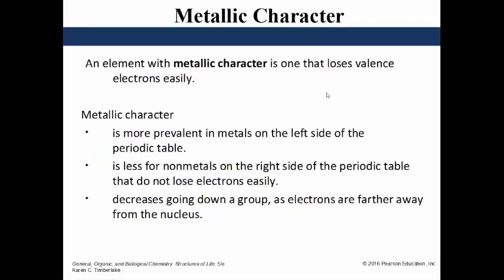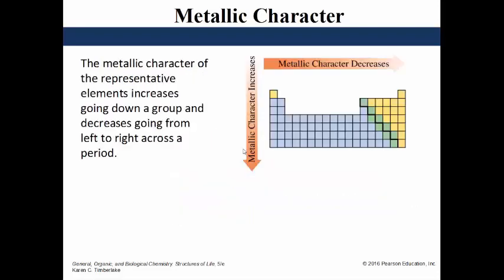All right, an element with a metallic character is one that loses a valence electron fairly easily. And this is going to be more prevalent in metals on the left-hand side of the table. It's less for non-metals on the right-hand side because they don't lose electrons all that easily. And this character will increase going down a group as electrons are further away from the nucleus. So again, given a generic image of the periodic table, as you go down the table, the metallic character will increase. As you go to the right, the metallic character will decrease.